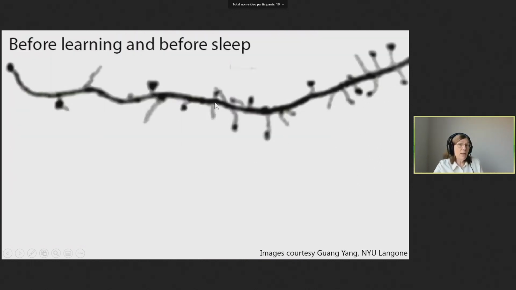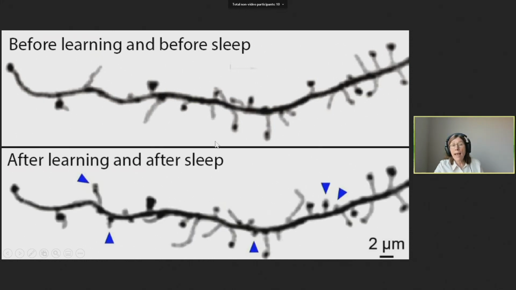We can see that here with a light microscopy image. This is an image of a living neuron before learning and before sleep. And this is the same exact living neuron after learning and after sleep. Wherever there's a blue triangle, you can see a new dendritic spine that's either emerged or strengthened, and that's hooking in with another neuron. So it's the sleep process that is critical for really beginning to learn something well, to consolidate that information.